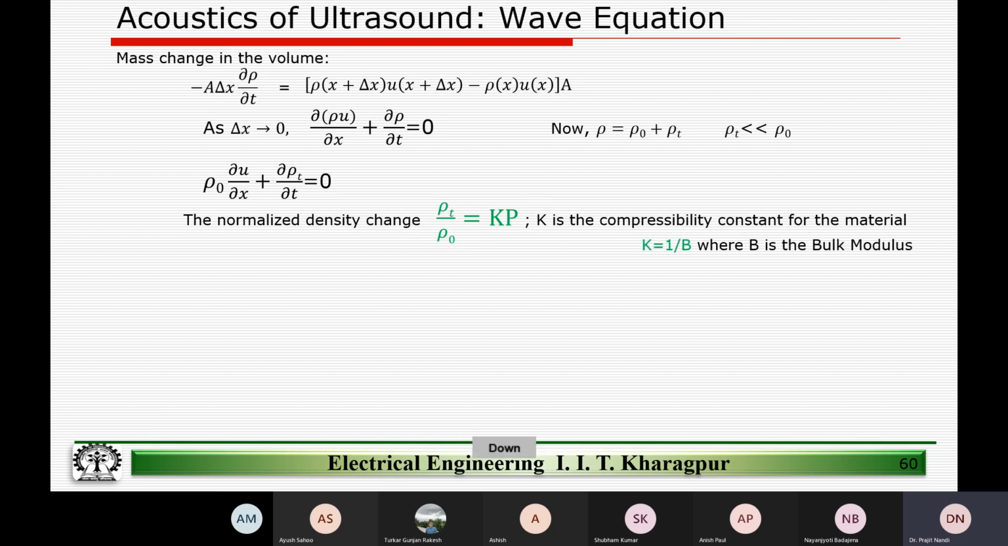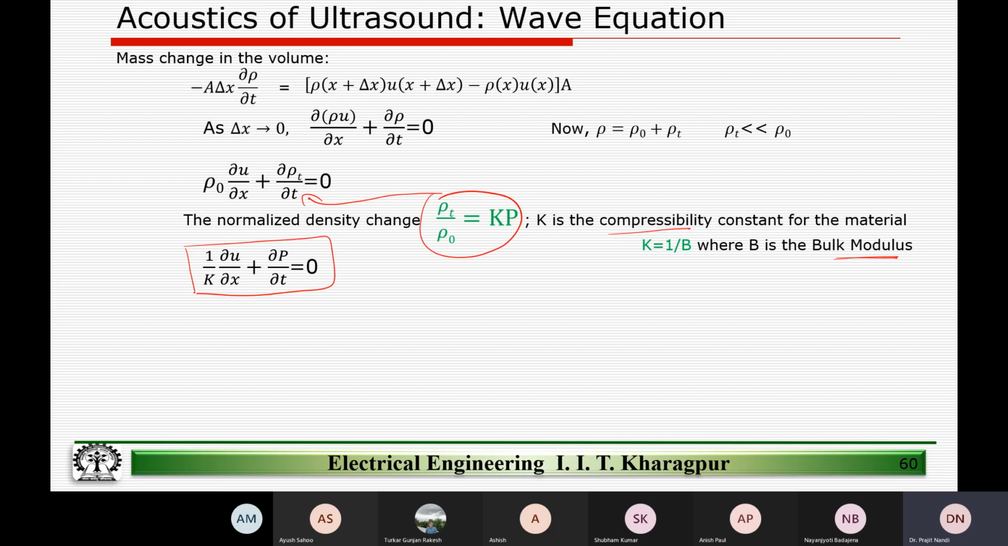So now, compressibility, just like Young's modulus and the compliance coefficient, they were inverse of each other. Here for a fluid, K is the compressibility constant, and that is inversely proportional to the bulk modulus, right? K is equal to 1 by B. It's very simple. Again, I'm not deriving this, and this is unimportant in the scope of the present discussion. So now if I replace this relation here, then I will get an equation like this.